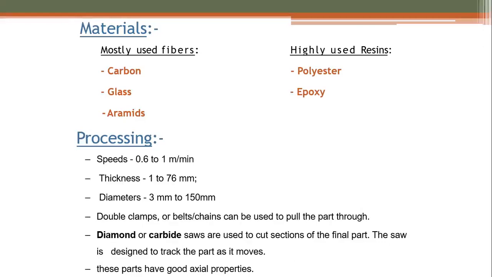These are highly used for the cutting of the final sections, and the saw is designed to track the part as it moves. These parts also have good axial properties. So in this processing, the pultrusion process contains good axial properties. These are the general processing requirements of the pultrusion process.